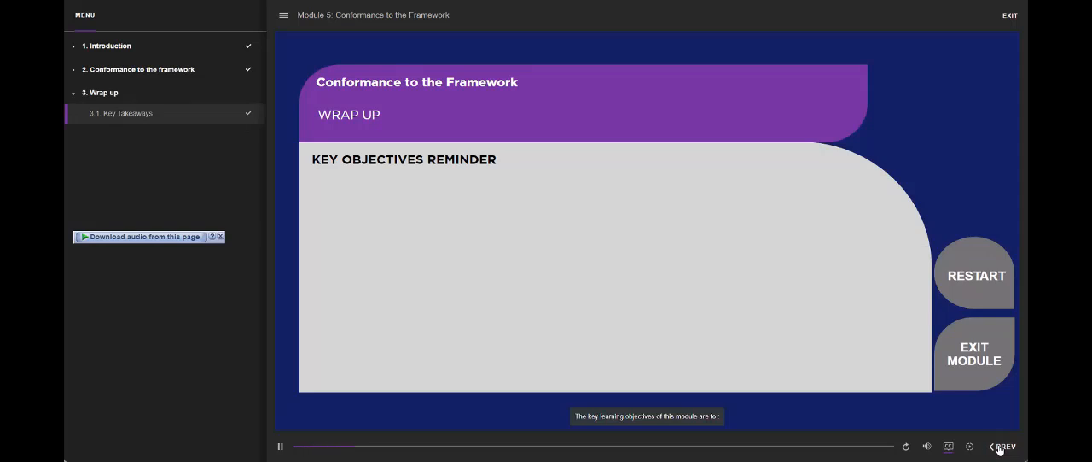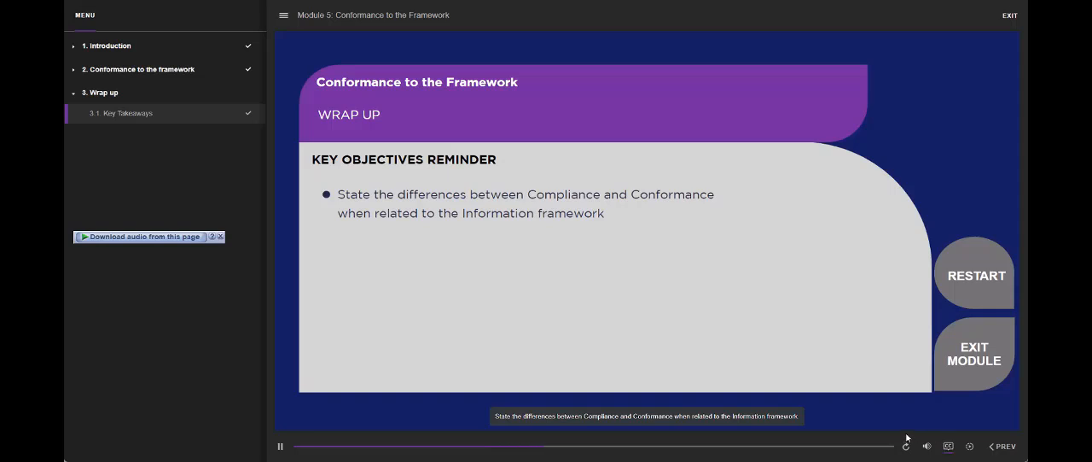The key learning objectives of this module are two. State the differences between compliance and conformance when related to the information framework. Explain the basic process to achieve information framework conformance.